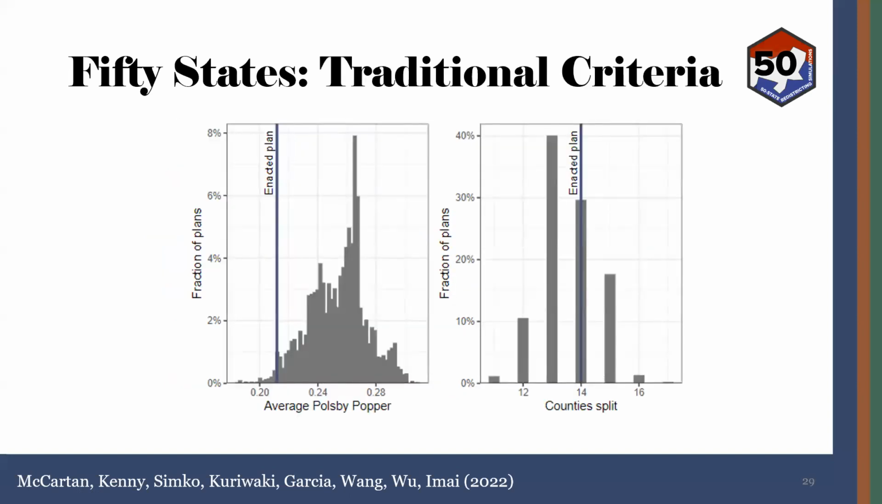To wrap up that type of sense, we can then even look at those traditional criteria that are often optional, things like compactness on the left here. So we'd be able to say, well, on average, the plan that they enacted is less compact than what we would have seen, where higher scores are more compact. And on the other hand, the number of county splits looks about what we would have seen. It's about the median, so those types of things might not be a problem.